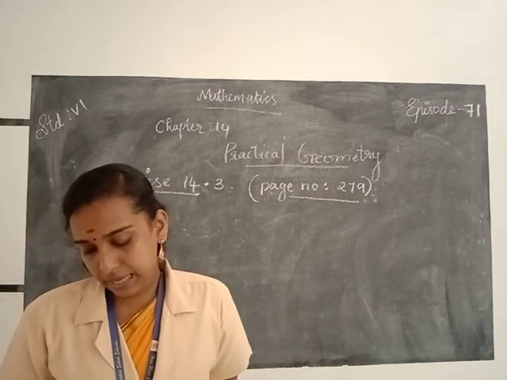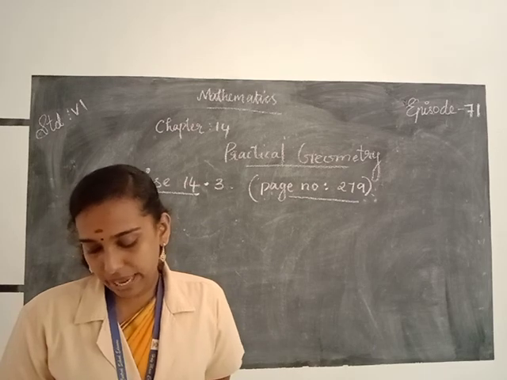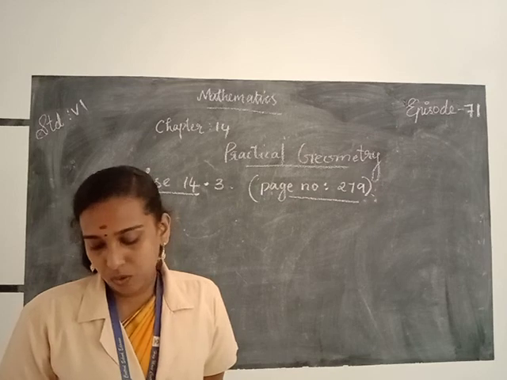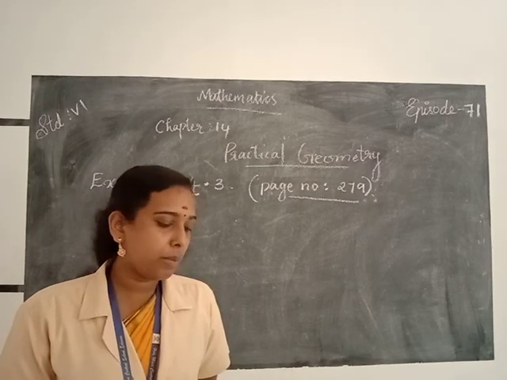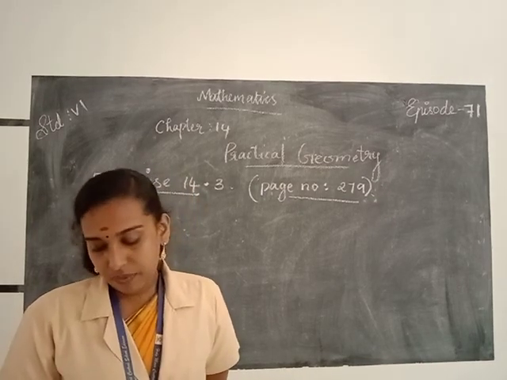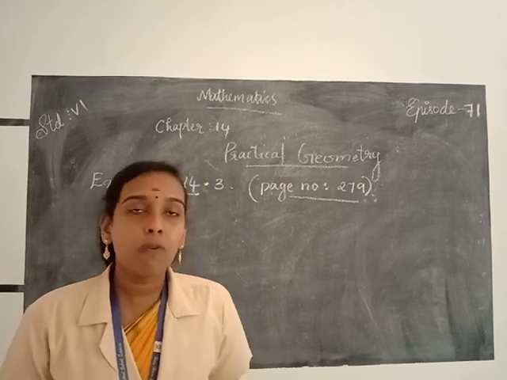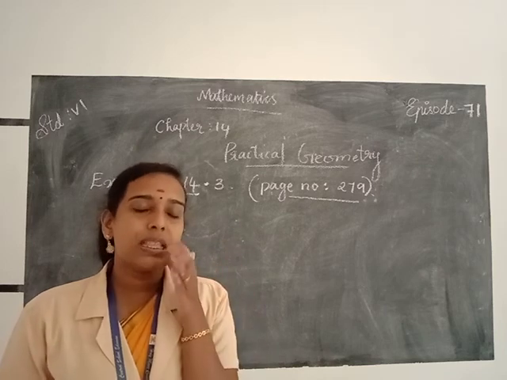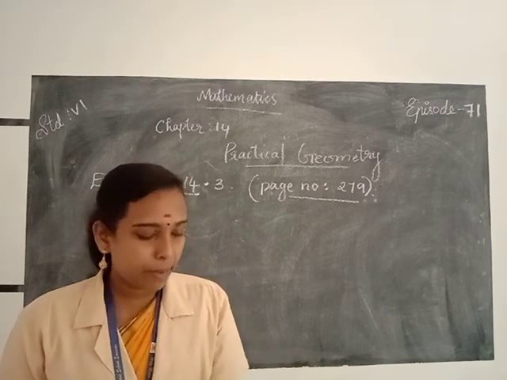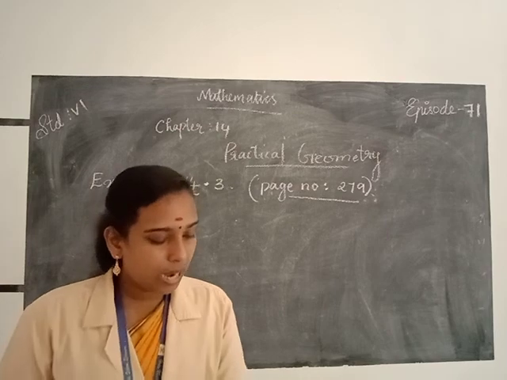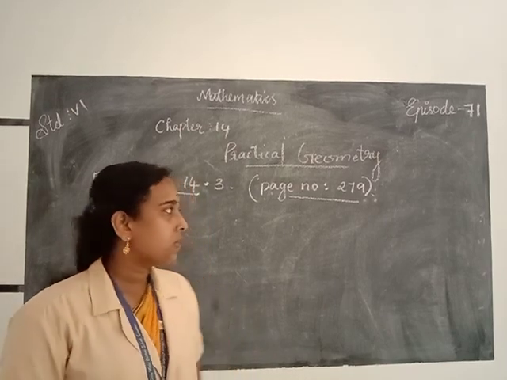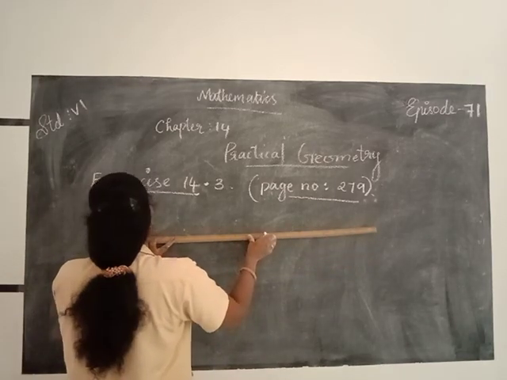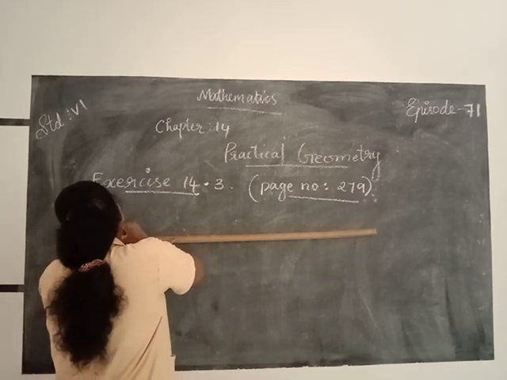Without measuring line segment PQ, construct a copy of line segment PQ. Here, we want to draw a line segment PQ and, without measuring its length, construct a copy of it. We want to construct another line segment with the same measurement as line segment PQ. So, let the given line segment be PQ.